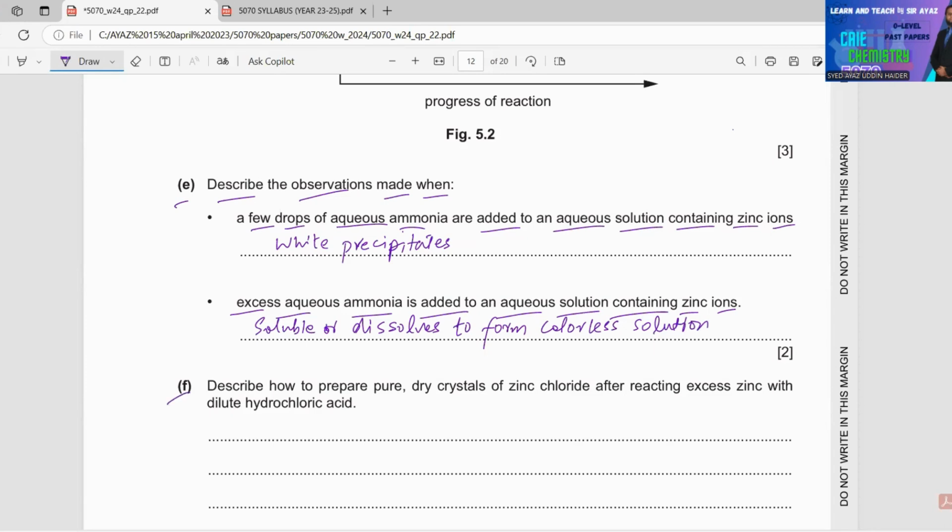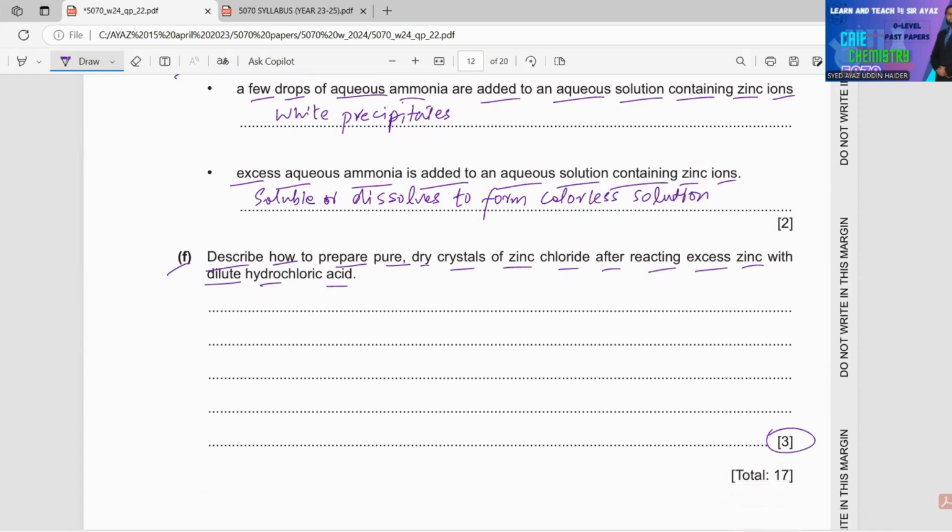Next part, which is F, describe how to prepare pure dry crystals of zinc chloride after reacting excess zinc with dilute hydrochloric acid. So you have 3 marks for this. So you can write any 4 statements, any 4 from.